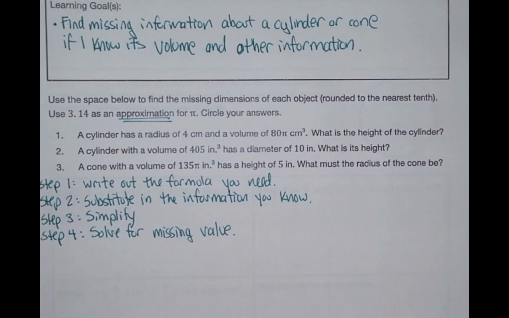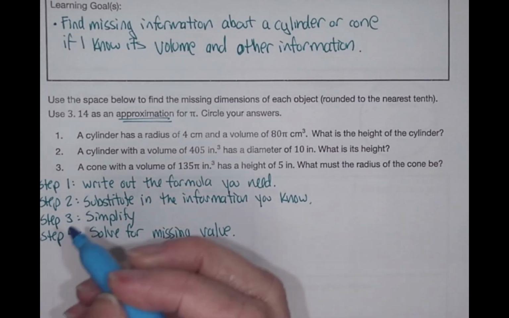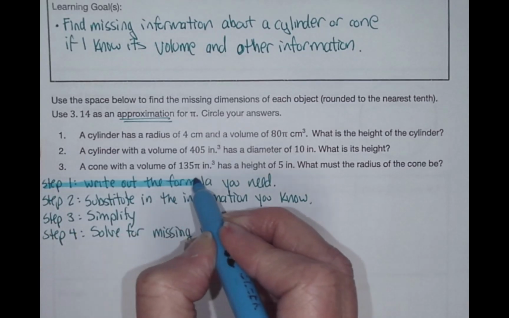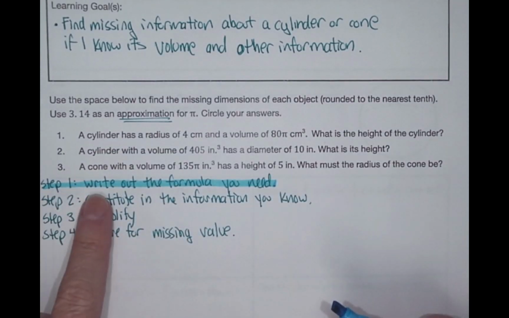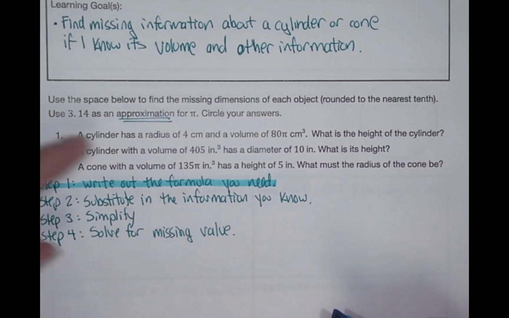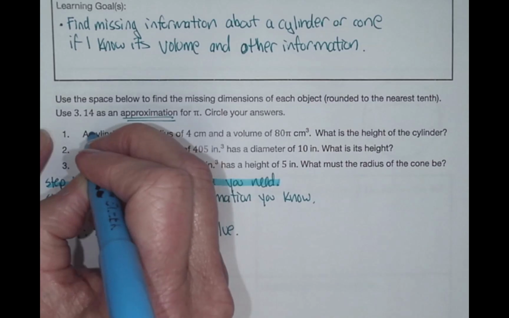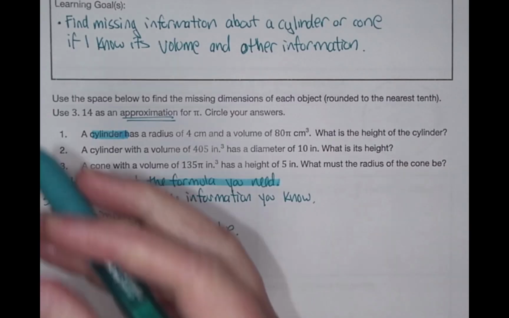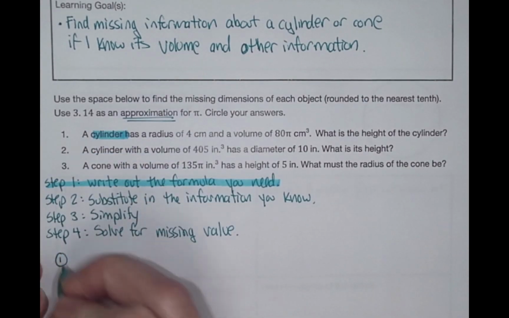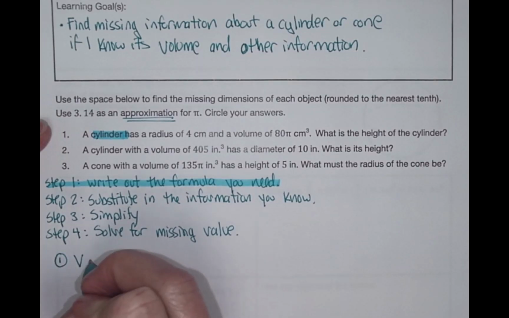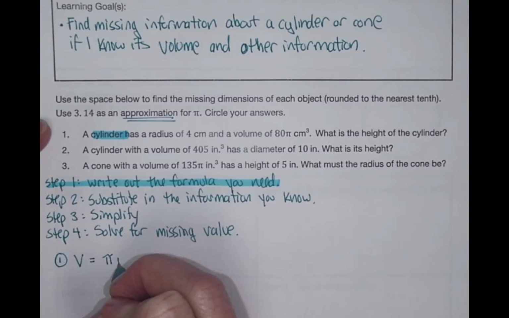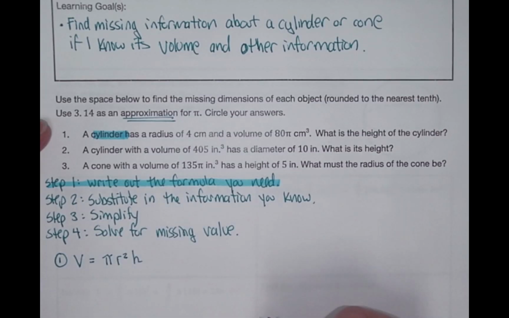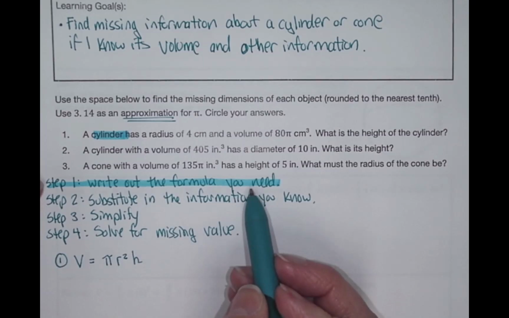All right, so let's try each one of these. I'm going to highlight down here real quick just to make sure this blue isn't too blue. Sometimes I highlight things and then I can't read what's under it. So step one is let's write out the formula you need. And if I go to this first problem, it says a cylinder. Well, then that's the formula I need. So let's come down here and do problem one. The formula for the volume of a cylinder is pi times the radius squared times the height. So I wrote out the formula I needed.